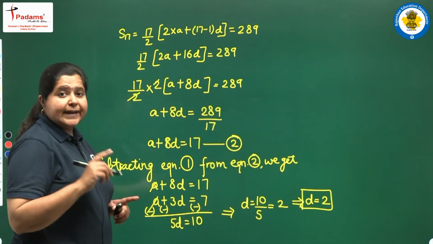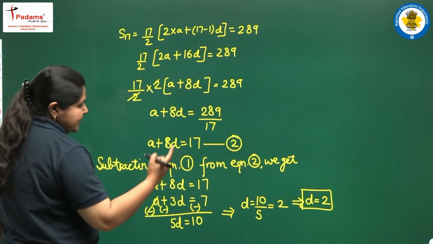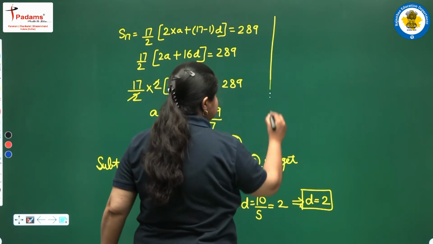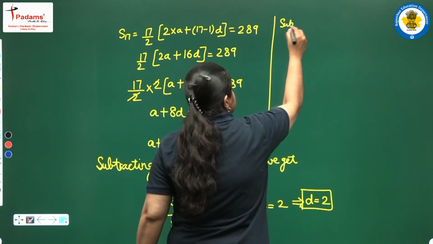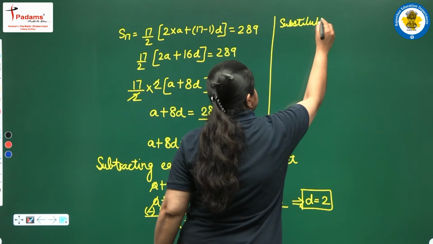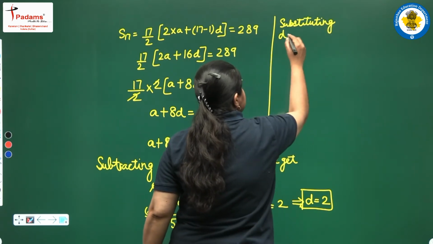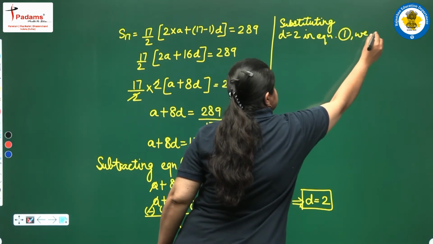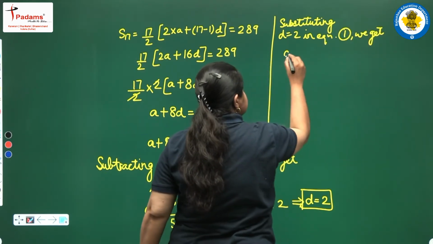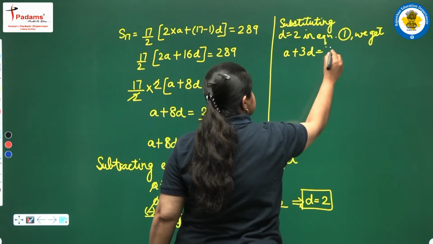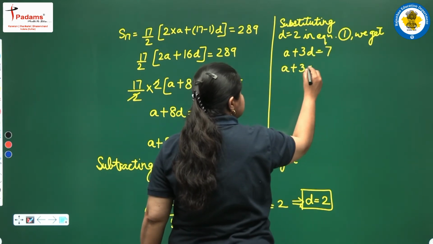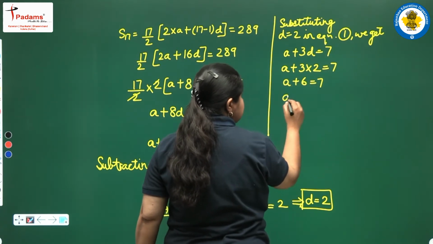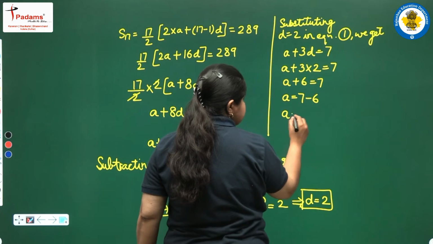Next, we will have to find the value of a. How to find it? Substitute this value of d in either equation 1 or equation 2. I am writing it here. Substituting d equal to 2 in equation number 1, we get, equation 1 is a plus 3d equal to 7. Now a plus 3 into d, which is 2, equal to 7. a plus 6 equal to 7, or a is equal to 7 minus 6. a is equal to 1.